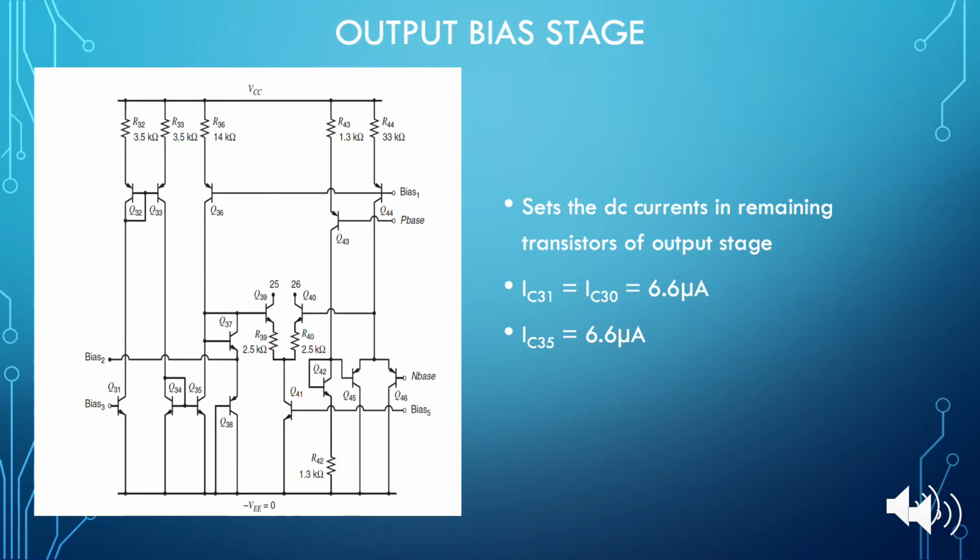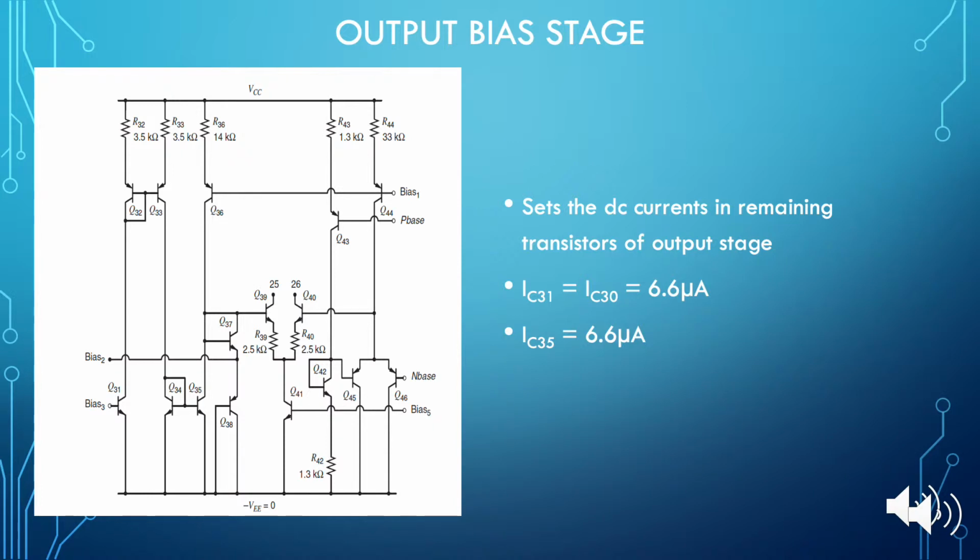The DC currents of the other transistors in the output stage are set by the bias circuit for the output stage. The current is mirrored through transistor 32 and 33, and then also through 34 and 35, so that the collector current of transistor 35 is equal to 6.6 microamps.